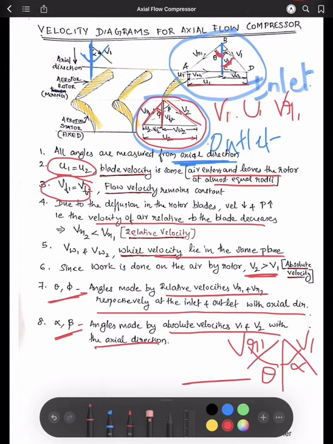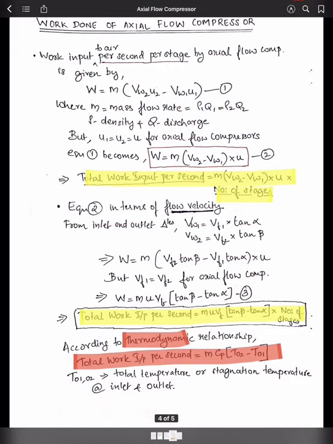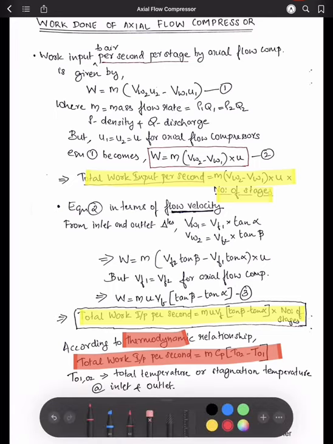Next we will go into the work done of an axial flow compressor. That is, the work done on the air by an axial flow compressor. So first is work input to the air, that is, work done on the air per second per stage. That is important. Per second per stage.